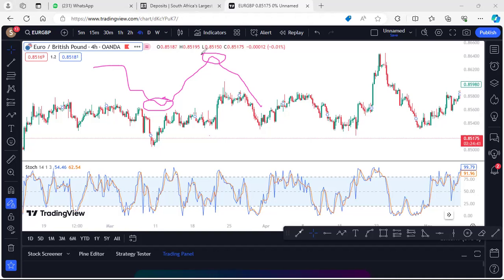Those levels are called? Overbought. No. Support and resistance. Very good. The level where the price is being sent up and down, they are known as support and resistance.